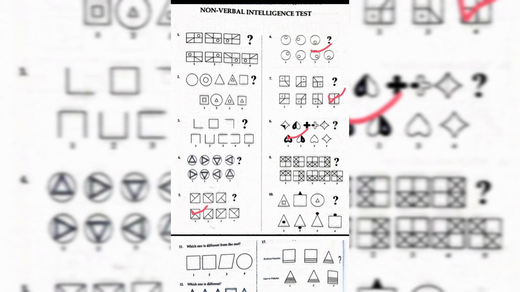Question number 9. Here you will observe a grid with lines intersecting in a pattern. Check how the lines are added or removed in the sequence and pick the correct option. The answer is right, number 1, because grid lines alternate and cross in a set order.